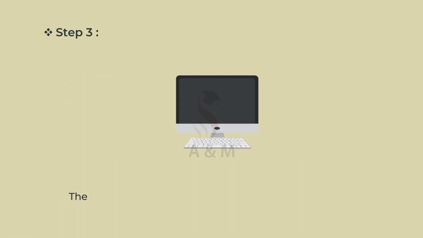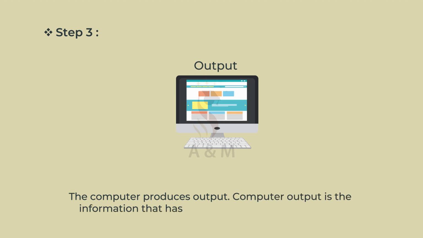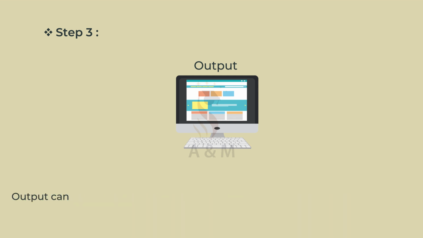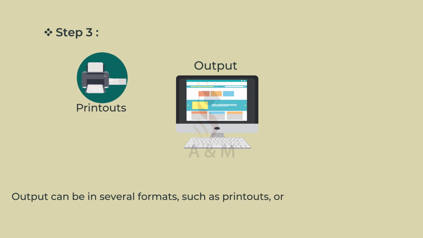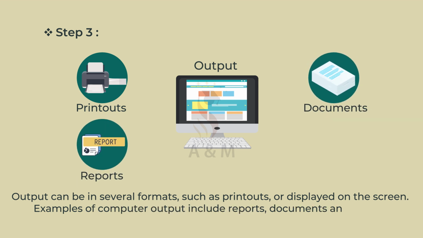Step 3. The computer produces output. Computer output is the information that has been produced by a computer. Output can be in several formats, such as printouts or displayed on the screen. Examples of computer output include reports, documents, and graphs.